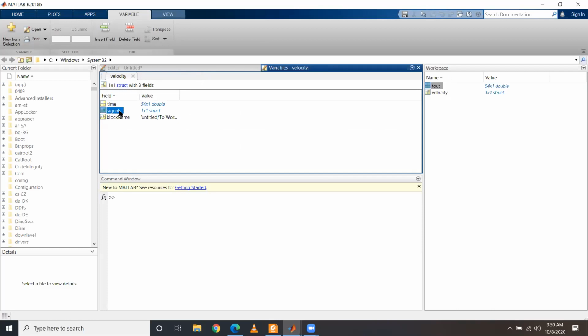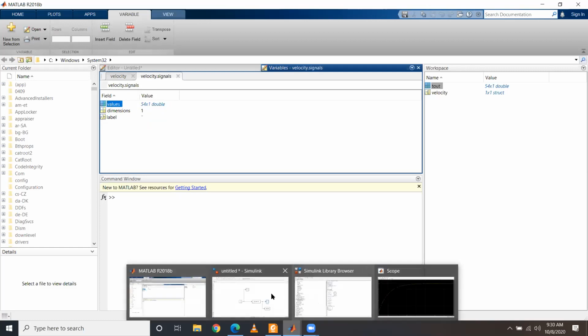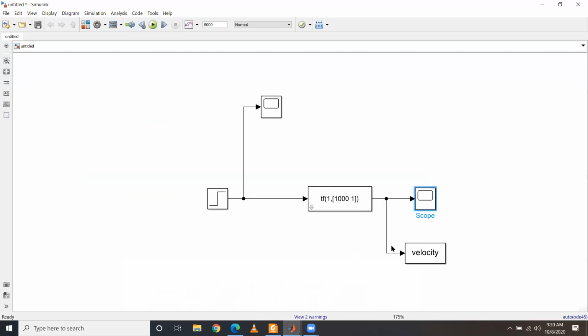But we have another thing called signals, which is another structure, a 1:1 struct. So double click this structure. Inside this structure, we have three additional data, dimensions and label, not important. But if you take a look at the values, it's the same size as the time variable, right? So what is this? This is obviously the signal, right? What was the signal that we are storing? This signal, which is the velocity, which is the output of the system, yes. Isn't it?